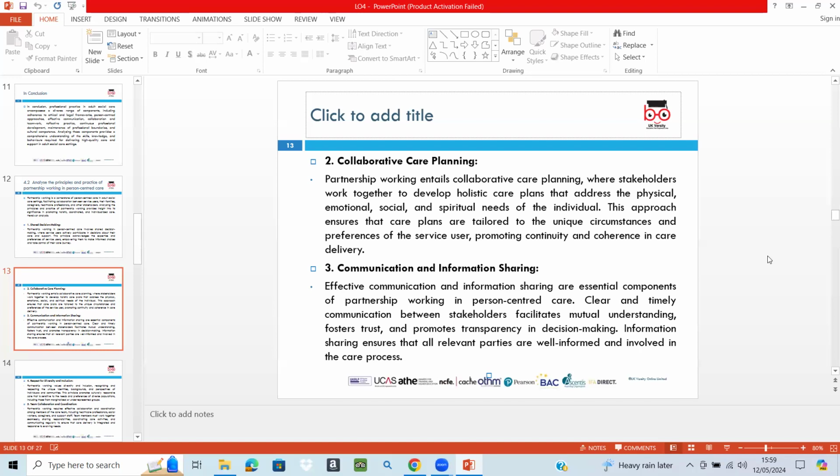Open communication channels ensure that everyone is on the same page, enabling informed decision-making and coordinated care delivery. Furthermore, sharing relevant information among team members and stakeholders promotes transparency, ensures that everyone is well-informed, and encourages active participation in the care process. And by prioritizing communication and information sharing, partnership working in person-centered care can enhance collaboration, promote shared decision-making, and improve the overall quality of care provided to individuals.